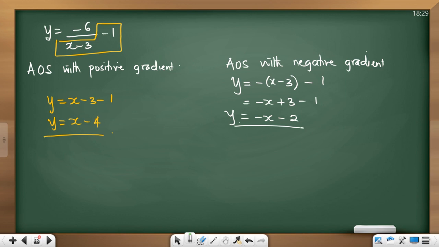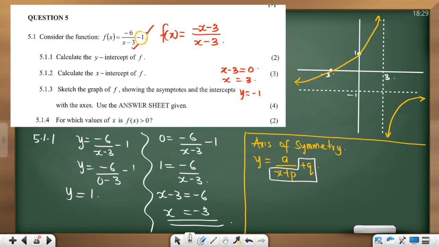Nduduzi, did I make myself clear there? It's not just greater than negative 3, it's between negative 3 and 3, because after 3, it becomes negative. Nonku? That was the question. For which values of x is f of x greater than 0?